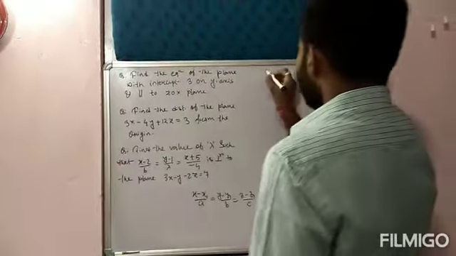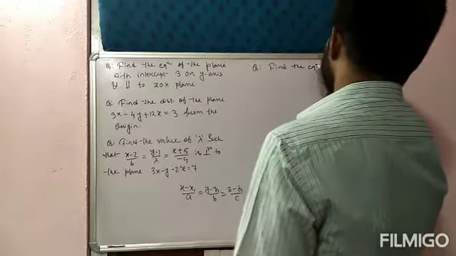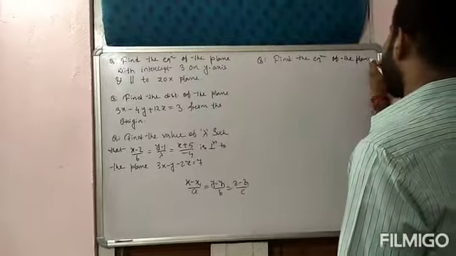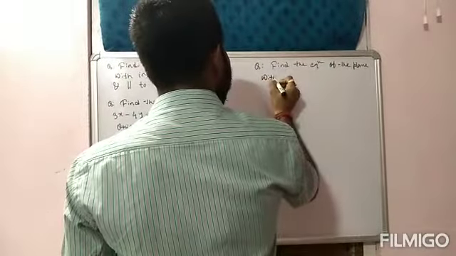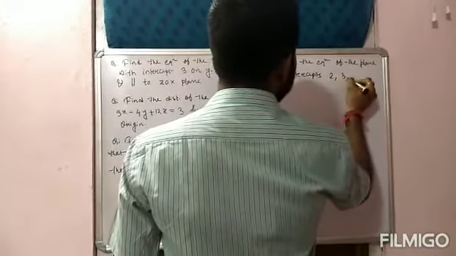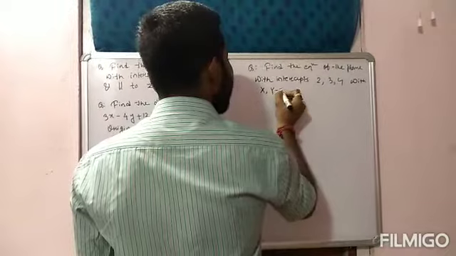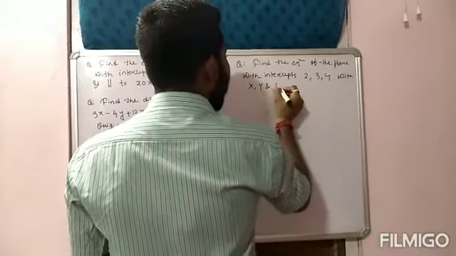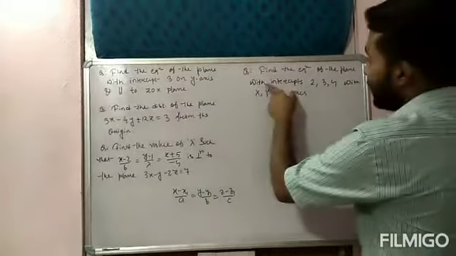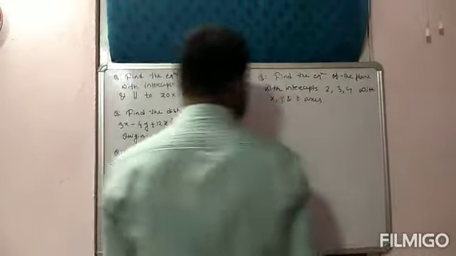The next question is a very easy question, let me tell you once again what it is. Find the equation of the plane with intercepts 2, 3, 4 with x, y and z axis. Okay, this is also a short question. Find the equation of the plane with intercepts 2, 3, 4 with x, y and z axis respectively. This is also a short question.